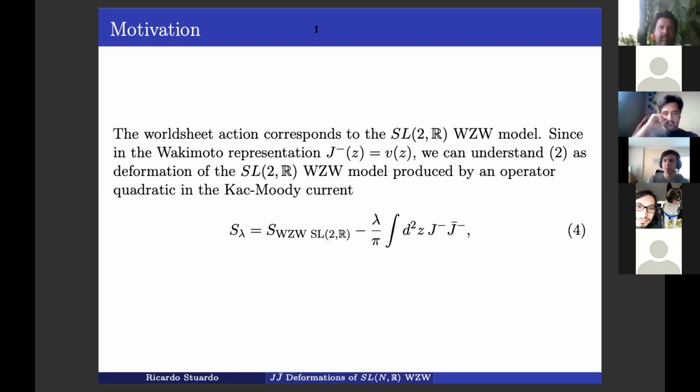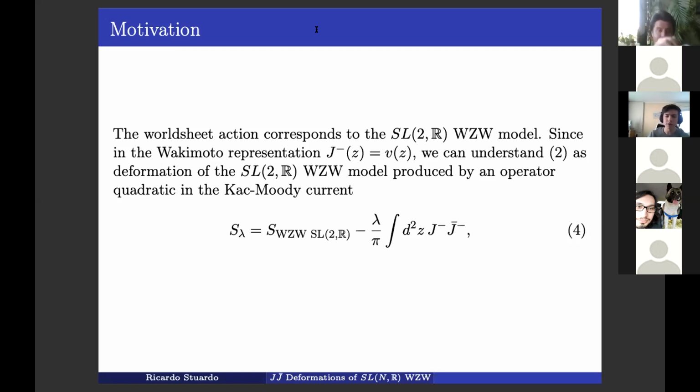But it's important to note that the worldsheet theory in AdS3 corresponds to the SL(2,R) Wess-Zumino-Witten model. And since in the Wakimoto variables one of the lowering currents is represented as one of these auxiliary fields, we can understand the marginal deformation at the level of the Wess-Zumino-Witten model as a current deformation produced, as I said, by a quadratic operator in the lowering currents, as presented in equation 4. So the key point for our proposal is to look for the lowering currents of higher rank Wess-Zumino-Witten groups, such that they are represented as simply as in this case.